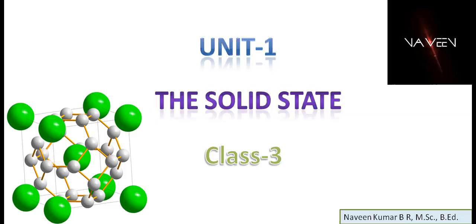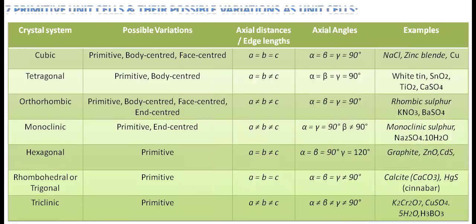Now we'll continue with the 7 crystal systems, which lead to 14 different crystal lattices. That is, the Bravais lattices we'll try to observe. Then we'll continue with the calculation of the number of particles per unit cell in the case of primitive unit cell or simple unit cell, body centered unit cell, and face centered unit cell. So we'll start with the 7 crystal systems, based on the primitive unit cells or their possible variations shown by the respective crystal systems. So we have 7 different crystal systems.